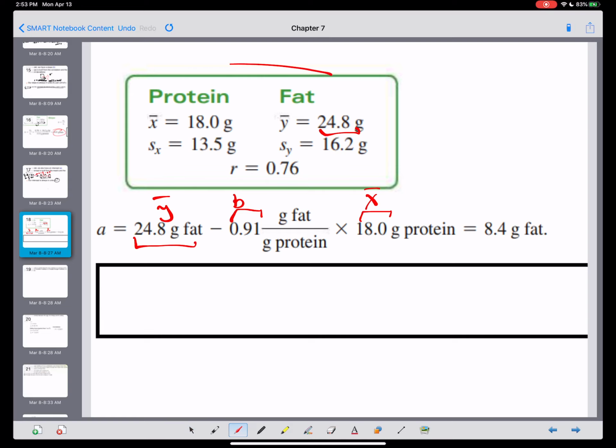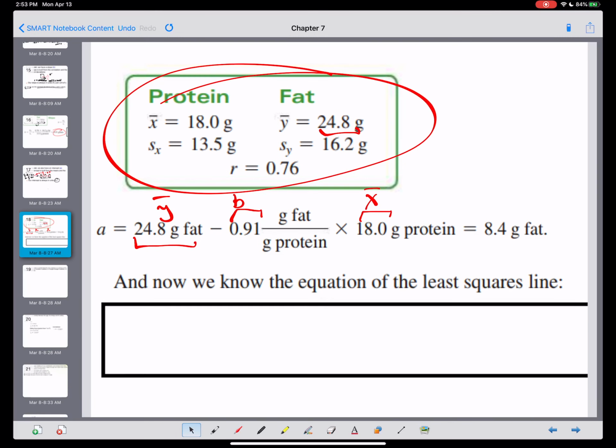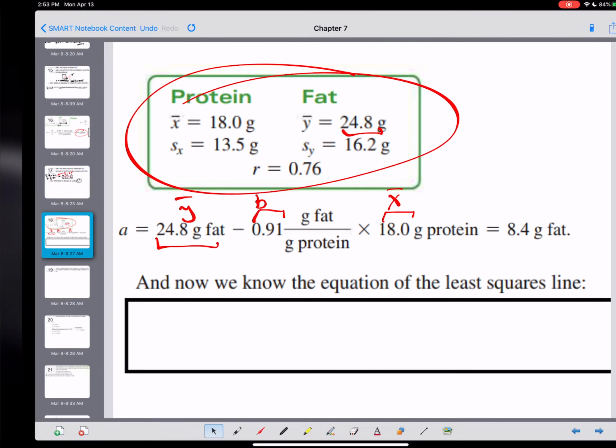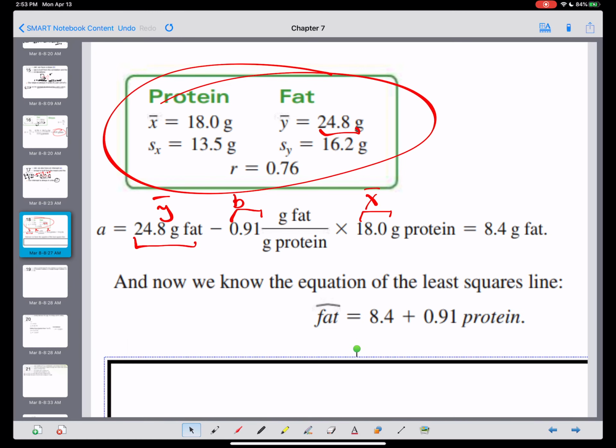And all this information is in this nifty little chart here that should be available to you. If not, then there are ways of finding it. But now I know that the equation for the least square line is prediction of fat is equal to 8.4, which is my y-intercept. Remember, this is my A, this is my B, slope. And then protein is my predictor, what I'm trying to plug in to predict, right, is my independent variable there. Okay, so really the point of this lesson is just how to get A, how to get your slope.